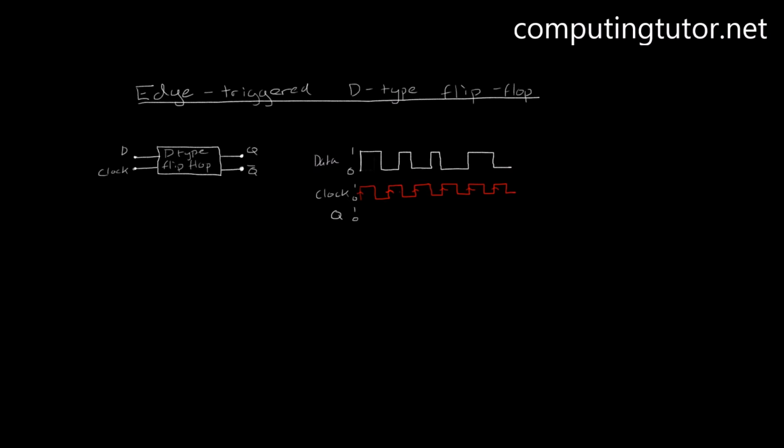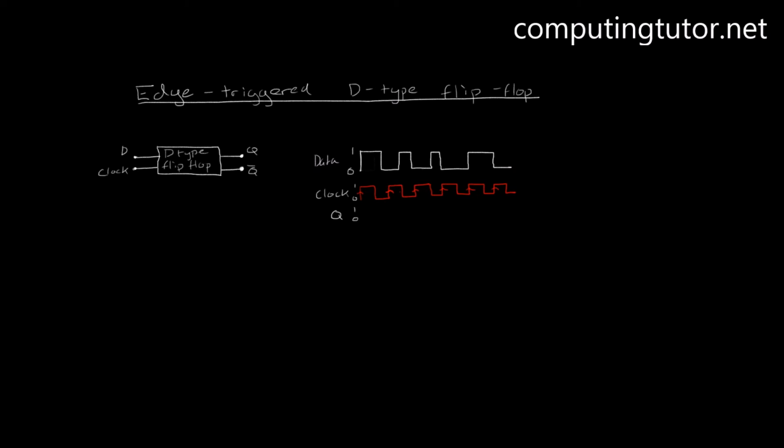Welcome to this tutorial video on edge-triggered D-type flip-flop. Sometimes when we're using logic circuits to evaluate Boolean expressions, we need to be able to store a result for use at a later stage. So, in other words, we need some kind of memory. And the edge-triggered D-type flip-flop is a type of logic circuit that we can use to store one bit.